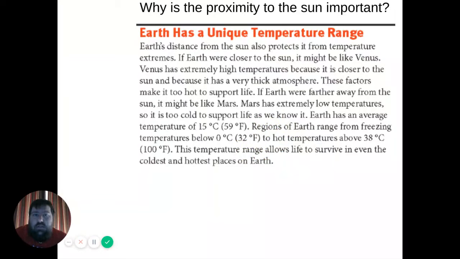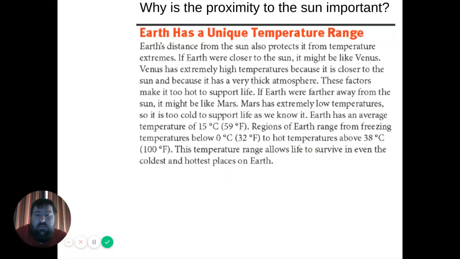All right, so why is the proximity to the sun so important? I'm going to read you this quick article. The Earth has a unique temperature range. The Earth's distance from the sun also protects it from temperature extremes. If Earth were closer to the sun, it might be like Venus. Venus has extremely high temperatures because it's closer to the sun and because it has a very thick atmosphere. These factors make it too hot to support life. If Earth were farther away from the sun, it might be like Mars. Mars has extremely low temperatures, so it's too cold to support life as we know it.